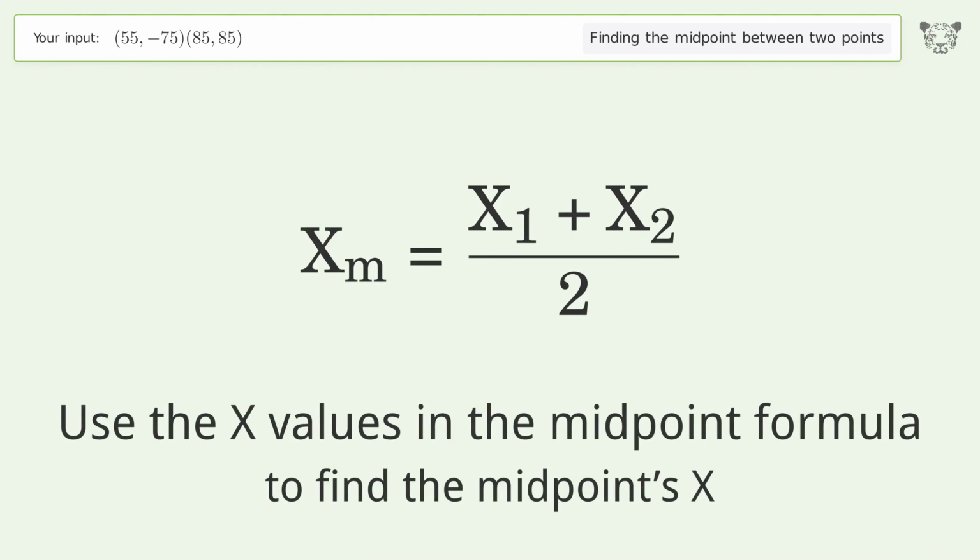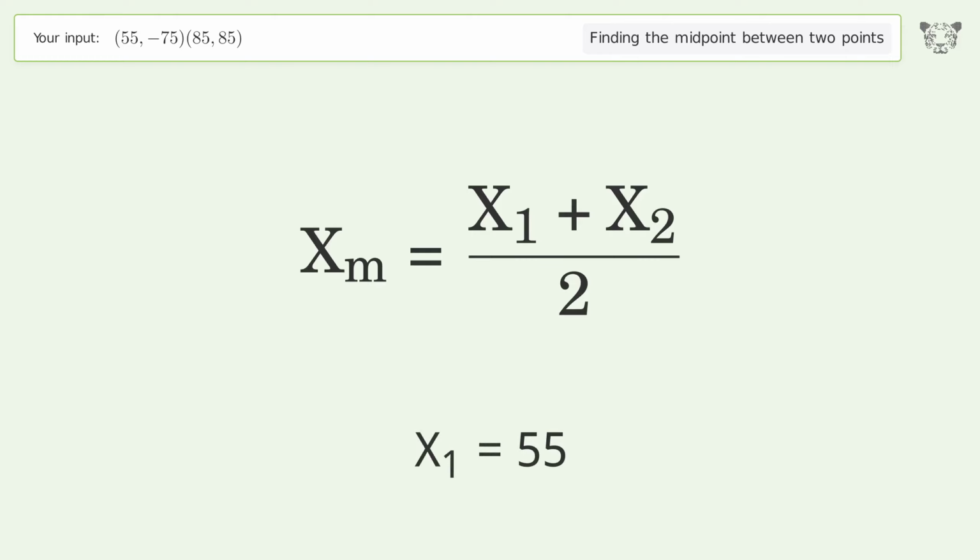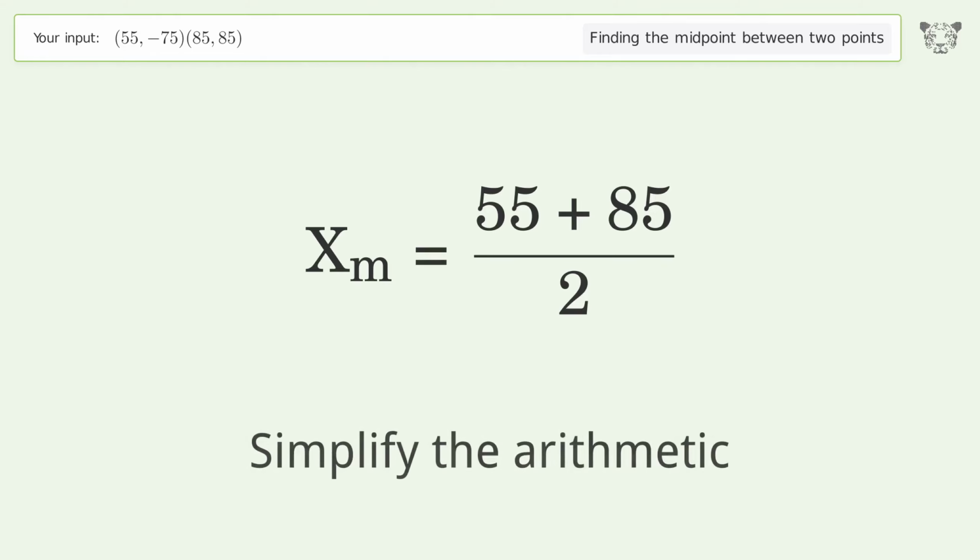Use the x values in the midpoint formula to find the midpoints x. x1 equals 55. x2 equals 85. Simplify the arithmetic.